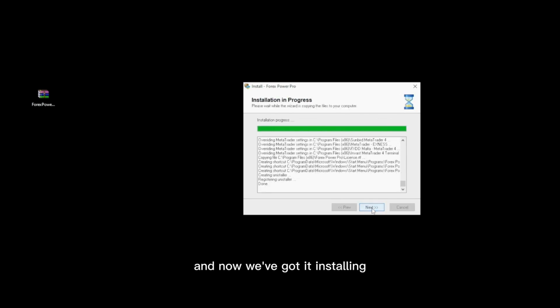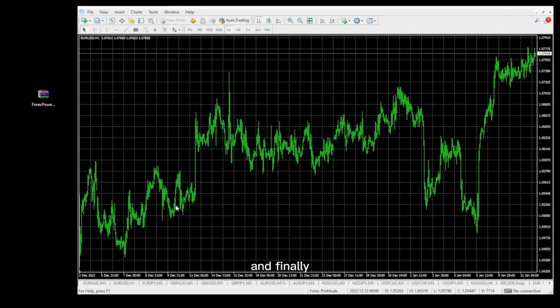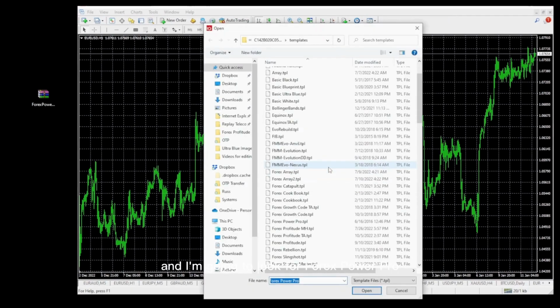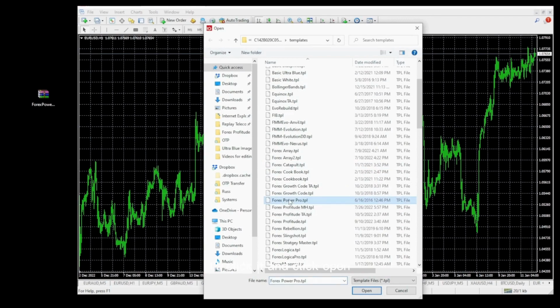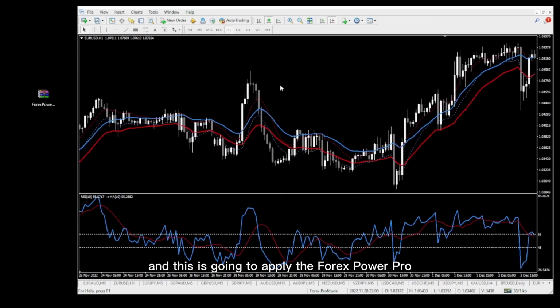And now we've got it installing. And once that's finished, click next. And from here, the box, run this MetaTrader application, is checked, and it shows you what platform it's going to run. I don't want to run that one. I'm going to uncheck the box, and then I'll click finish. And from here, I open the MetaTrader platform that I had just closed. And finally, I'm going to go to the templates and choose load template. And I'm going to look for Forex Power Pro, and that's it right here. I'll click it and click open. And this is going to apply the Forex Power Pro to your chart.